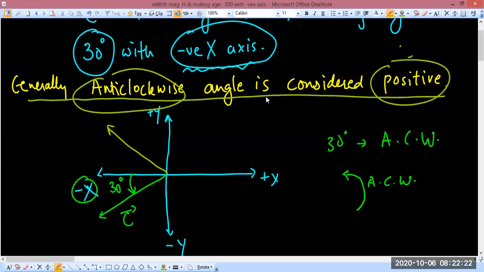No, it's not a fact, Vedant. You should understand that this is not a fact. This is something that we normally do. So if everyone does it like this, confusion is avoided. Otherwise, if you all take clockwise positive, then some mistake would happen. But this is how everyone normally does it.